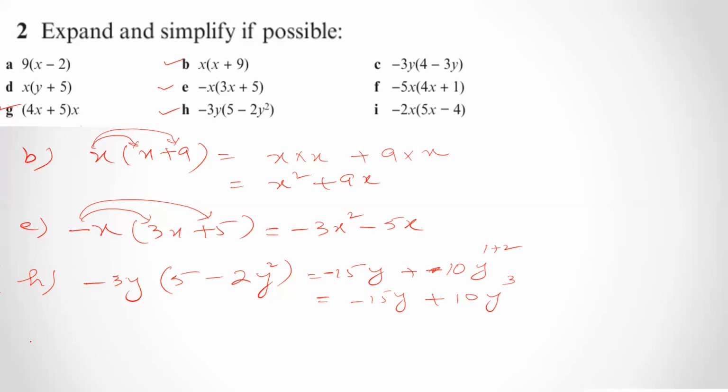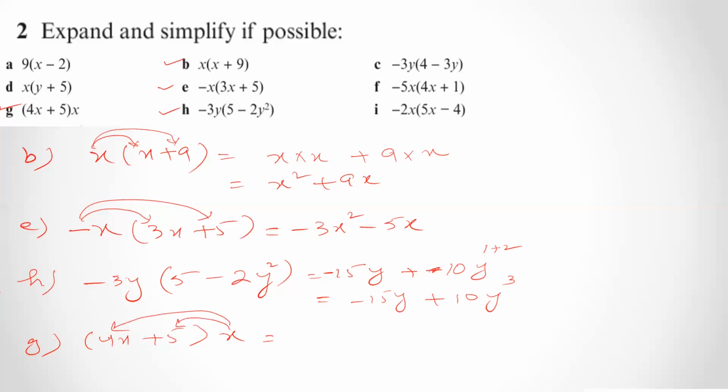Here in G, 4x plus 5 times x. So there is a little twist in it that the x is on the right hand side. So for your information, you should always remember that whether the x is multiplying the bracket on the right side or left side, it makes no difference. It will again multiply each term as in the previous practice.